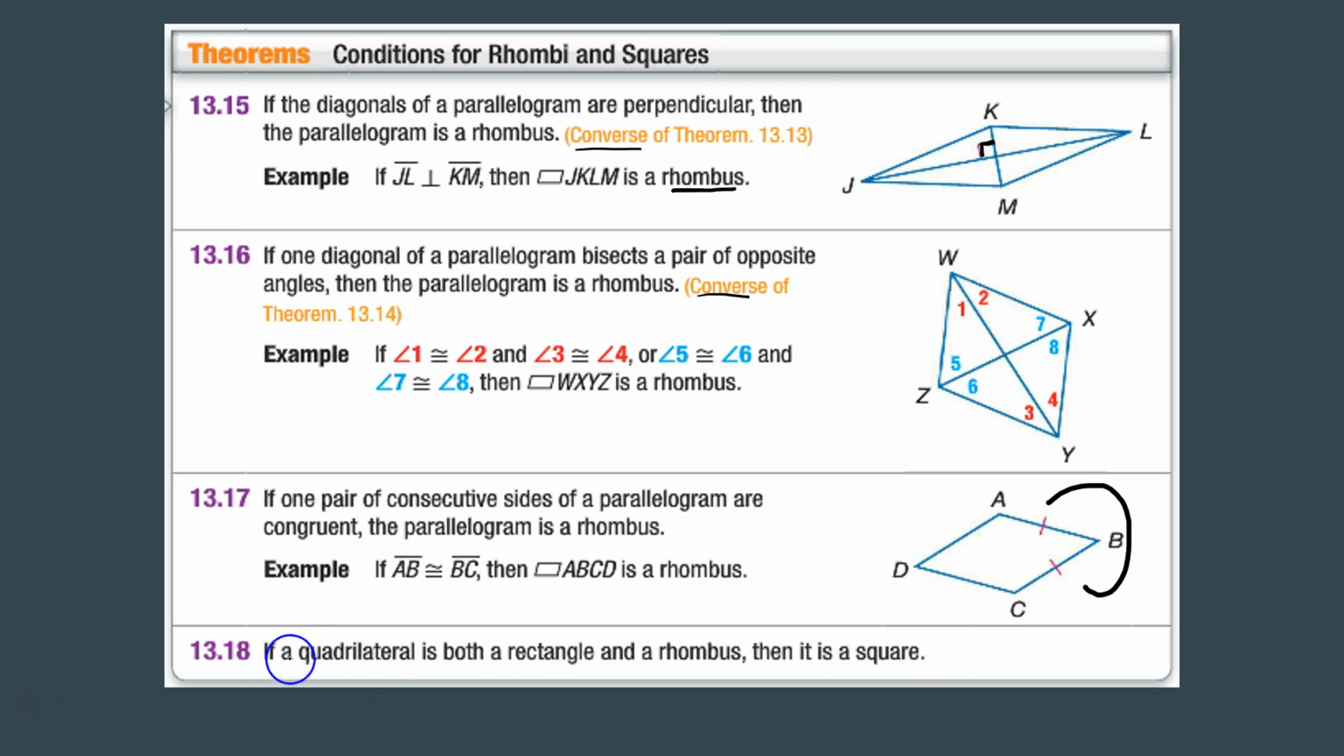Last but not least, if a quadrilateral is both a rectangle and a rhombus, then it is a square. We just talked about this. It's like if a rectangle and a rhombus had a kid, the kid would be a square. And there we go.